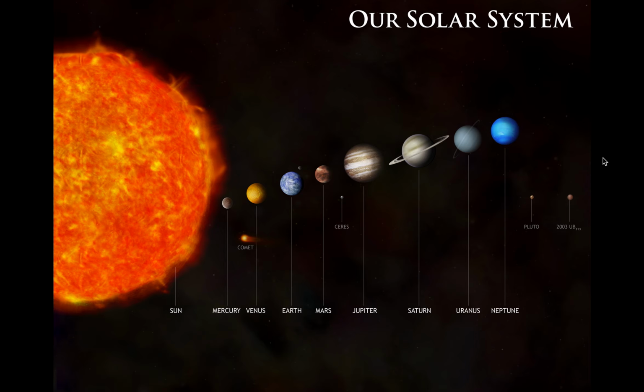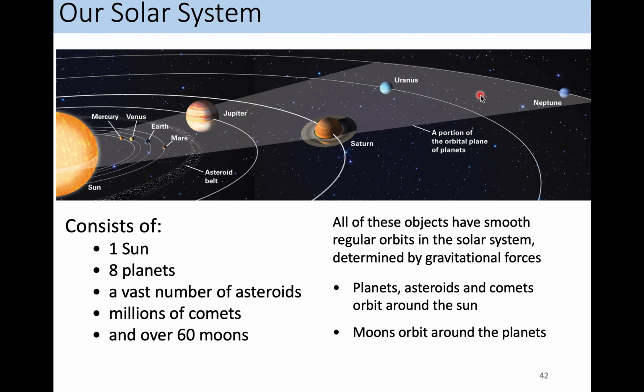So in our solar system, we have the sun, and we have Mercury, Venus, Earth, this is us, Mars, Jupiter, Saturn, Uranus, and Neptune. These are the planets in our solar system. Please note that this figure is not to scale. Our solar system is made up of one sun, one star, 8 planets, many asteroids, most of them within the asteroid belt here between Mars and Jupiter, millions of comets, and over 60 moons between the 8 planets.